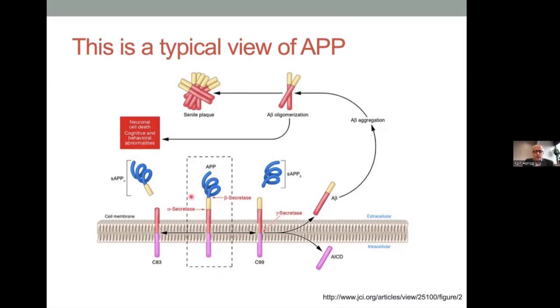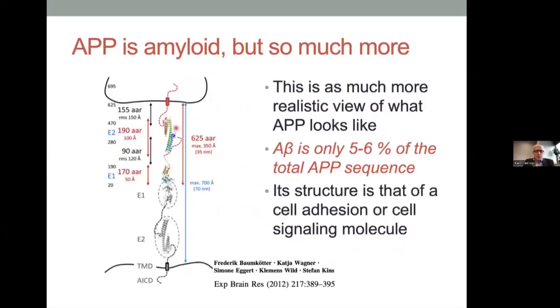And this is a typical picture. It diagrams how you get with a beta secretase and a gamma secretase cleavage to the senile plaque. But what I want to point out is that this is a totally distorted view of what APP actually looks like. So it emphasizes the A beta peptide and totally distorts both the N and C terminus. And I'd like to argue that this is a much more representative image of what APP actually looks like. And A beta, this little bit here, is really only about 5 to 6% of the total sequence.